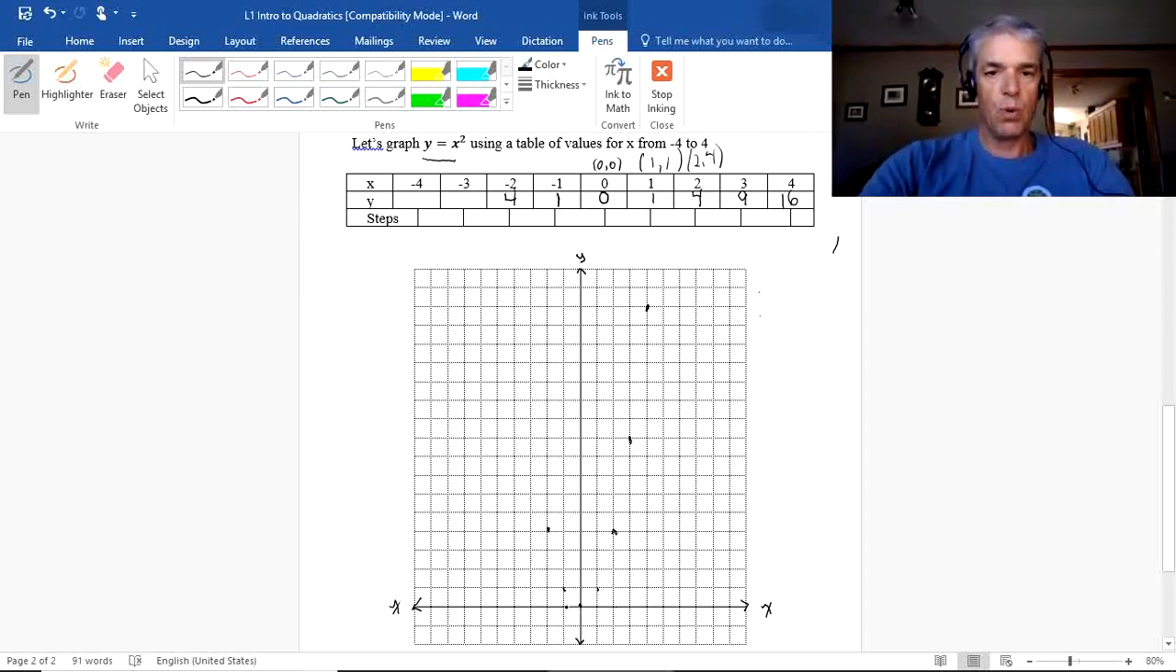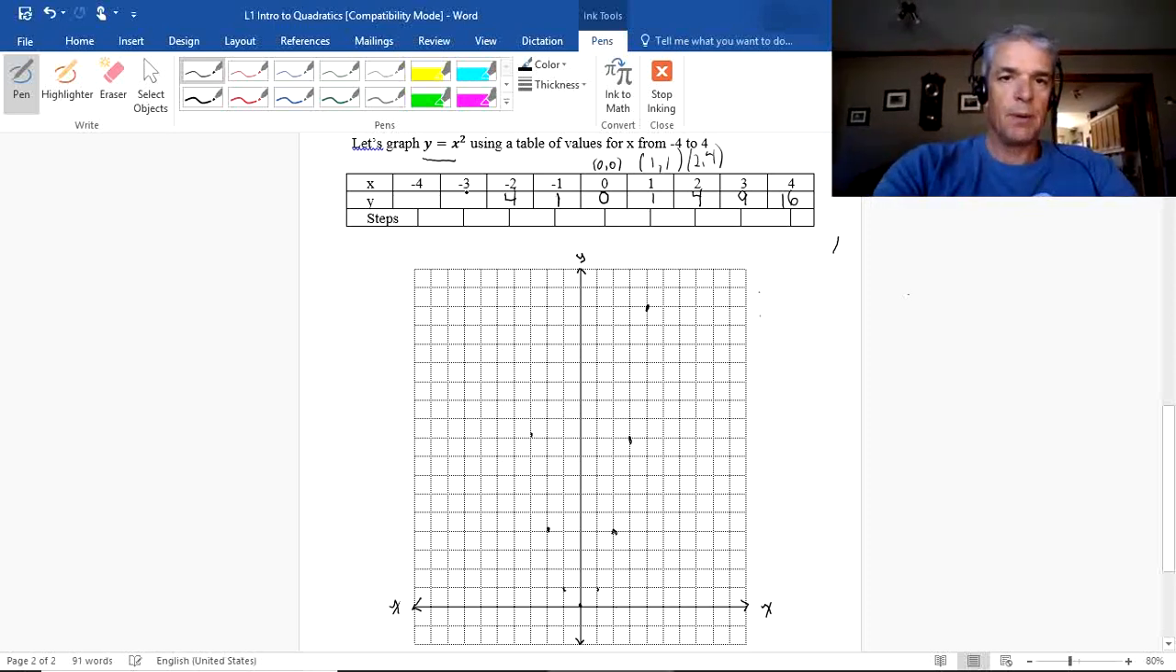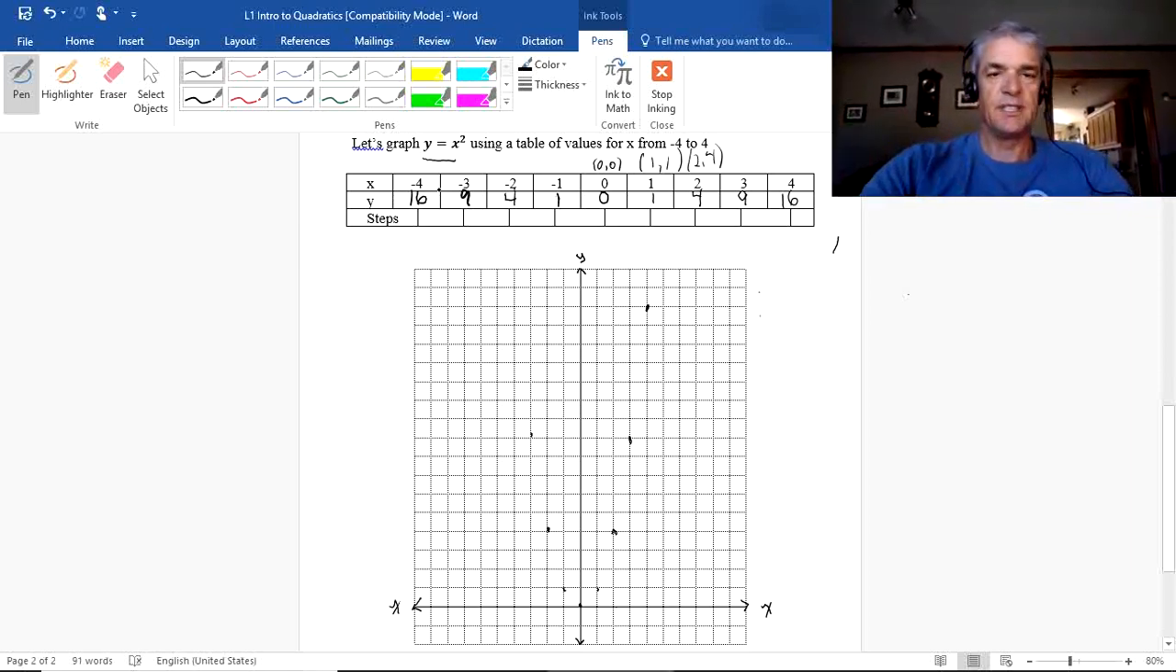So I go 3, 1, 2, 3, and I'm going to count all the way up to 9, and I'm going to plot a point there. Of course, it's going to disappear on me. I can tell that it doesn't like it sometimes. And then the last one is -4 squared, which is 16. Okay, and so you'll see that the numbers for y are the same on either side of 0.